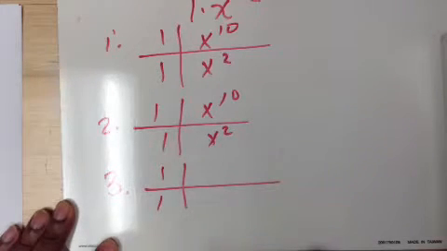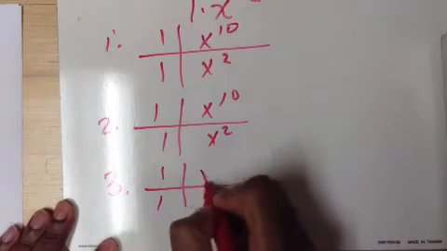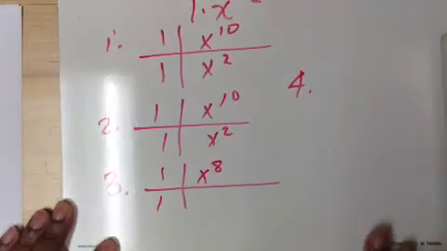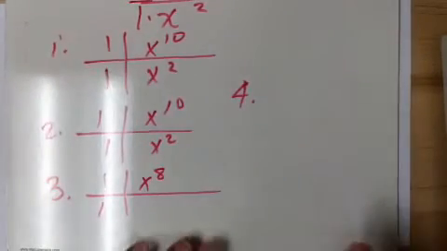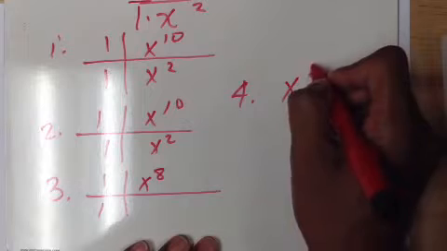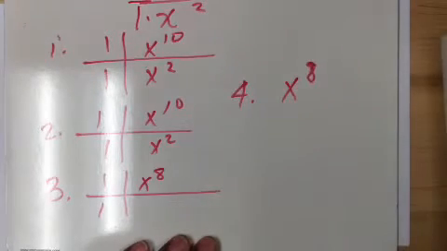When I subtract their powers, I will get x to the 8th. Finally, I need to make sure that the exponents are positive, which they are, so I will be done with my final answer, x to the 8th power.